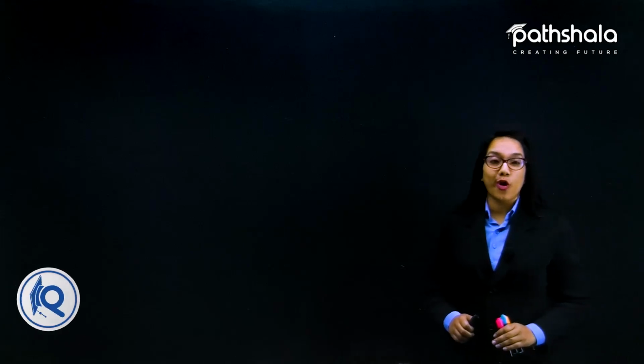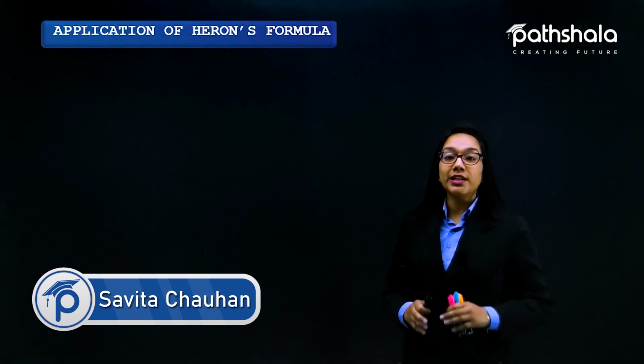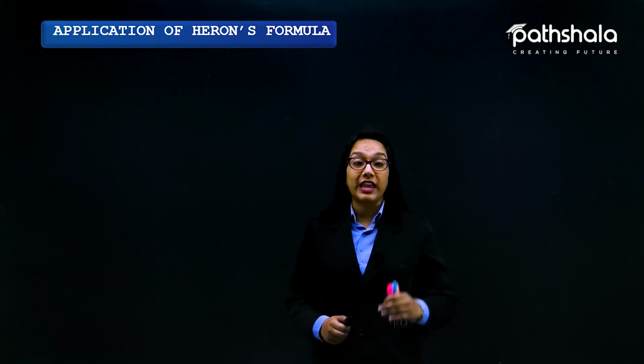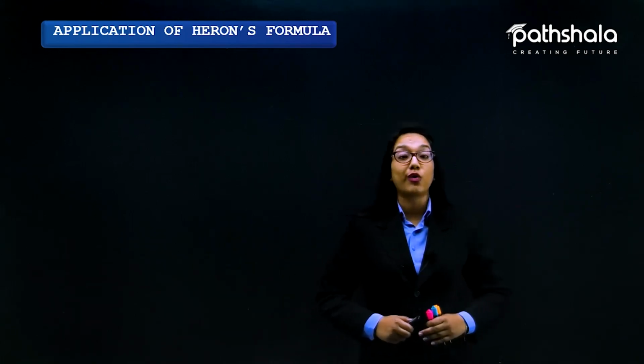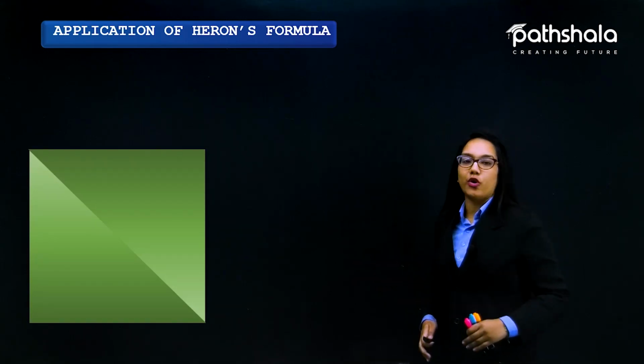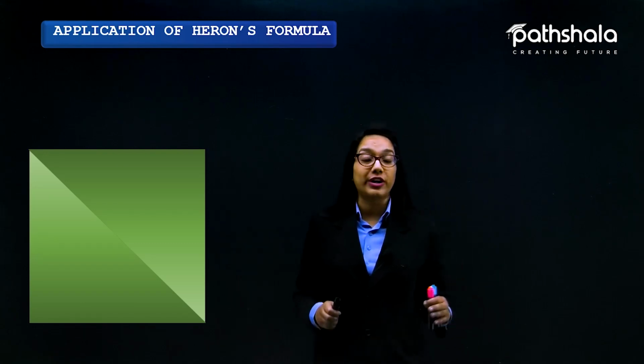So let's move on further and talk about some of the applications of Heron's formula. Under the application of Heron's formula, we will find out how we can find the area of a quadrilateral. Let us suppose we have this type of quadrilateral and we just want to find the area of this quadrilateral.